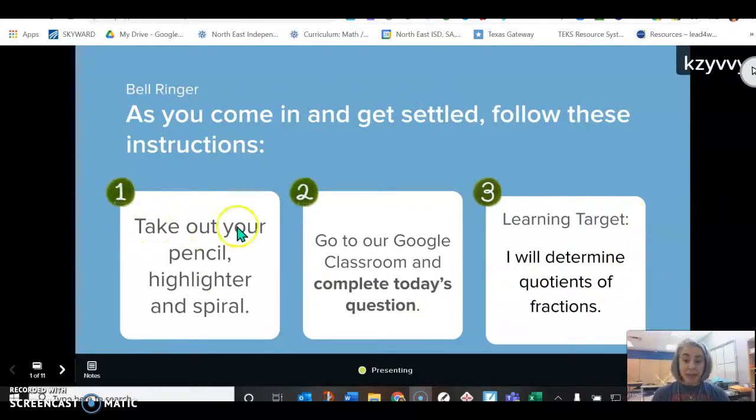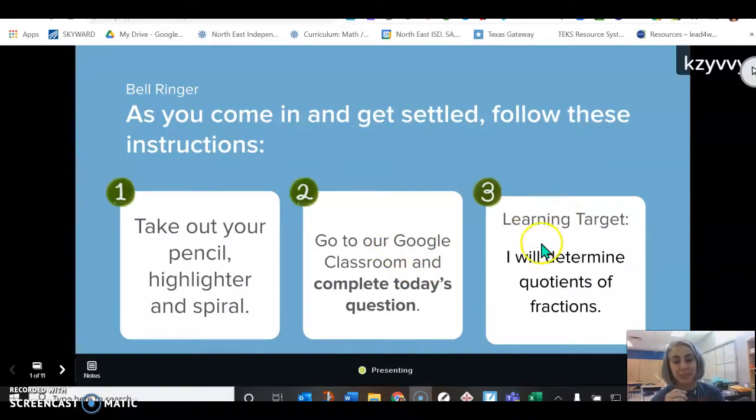Make sure that you have out your pencil, possibly a highlighter, and your spiral because you will be taking notes today. Okay, make sure you have already answered the Google Classroom question and hopefully even had some time to work in your Delta Math just to kind of move you forward, right, and help you practice your skills.